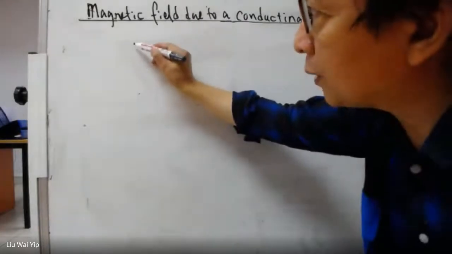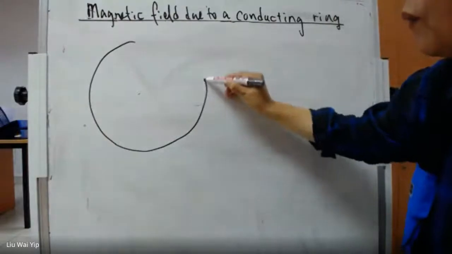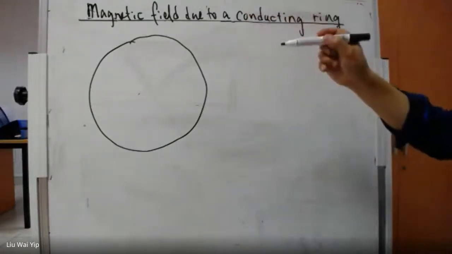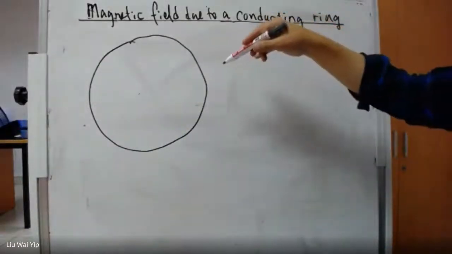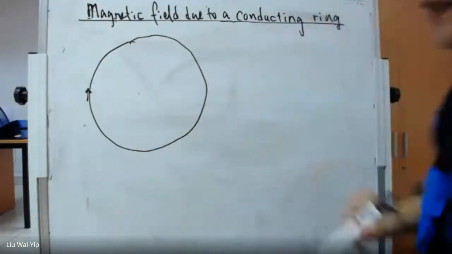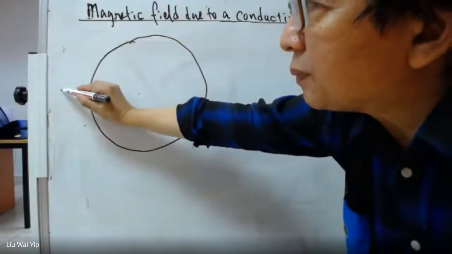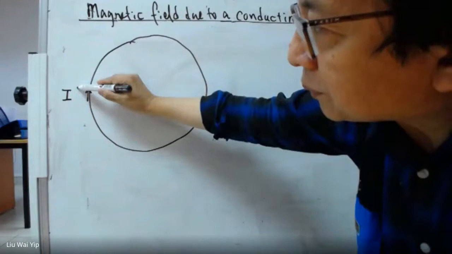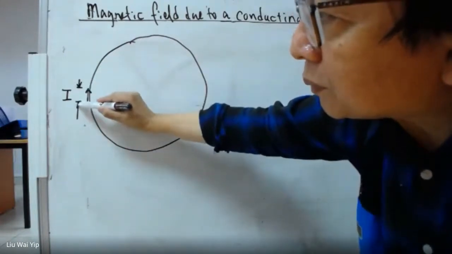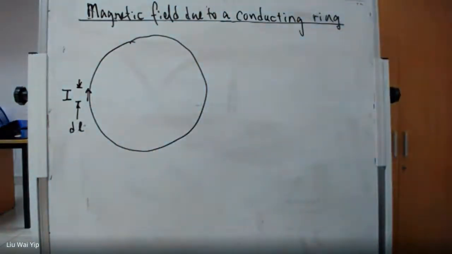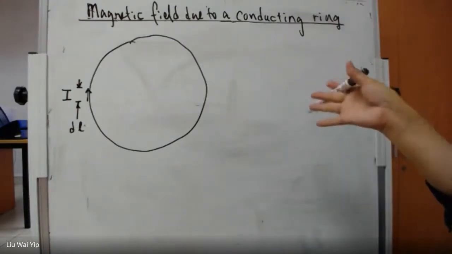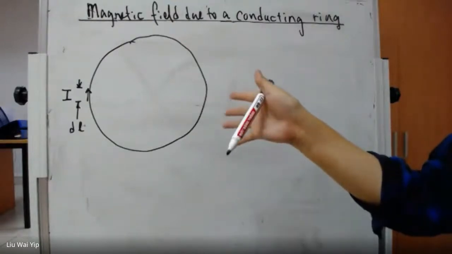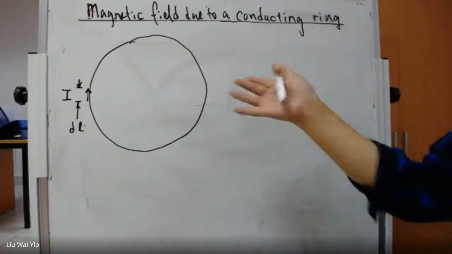Suppose you have a metal ring, a conducting ring, and suppose you have a current running in the conducting ring, and this current is I. In this little wire segment, the length is delta L. And by Ampere's law, we can apply the right hand screw rule to determine the direction of this magnetic field.